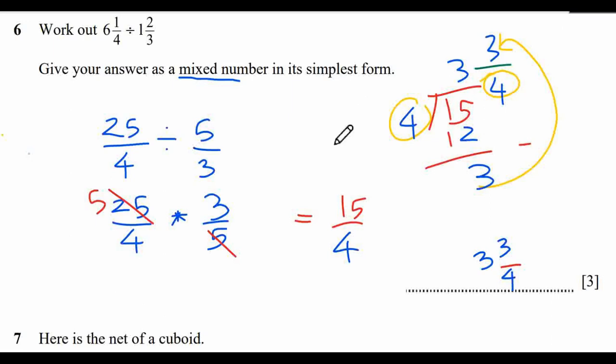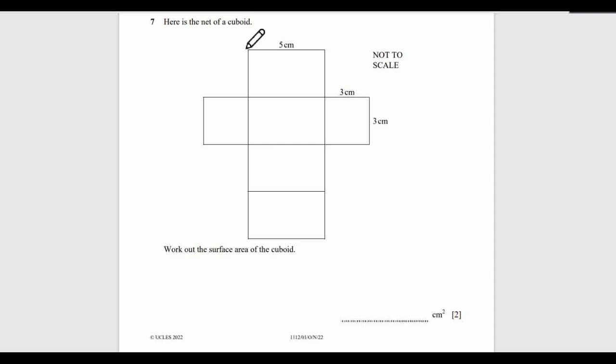Let's move on to question number 7. Question 7 says, here is the net of a cuboid, 5, 3, 3. Work out the surface area of the cuboid. How many cm? So 10 seconds from now.